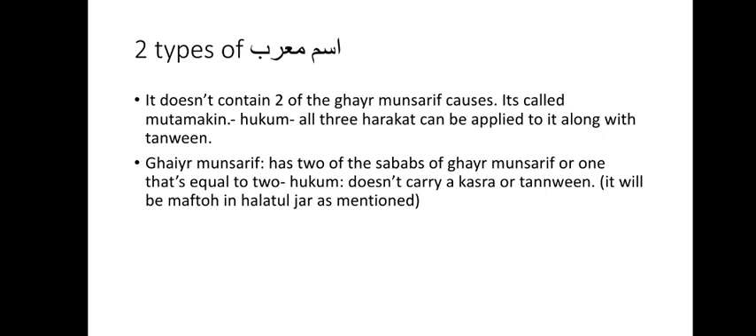Before we said ism mu'rab can be called mutamakkin, but really it's anything other than ghayr munsarif, which is known as mutamakkin. More specifically, those words which can take the three harakat, which are fatha, dhamma and kasra, the zabar, zer, pesh, the a, u, e sounds. Ghayr munsarif, as we've just described, has two of the causes, sababs, conditions of ghayr munsarif, or one that is equivalent to two. The hukam is that it doesn't carry a kasra or a tanween.